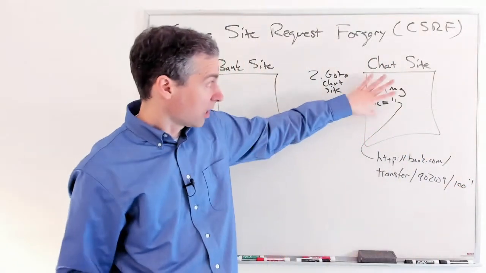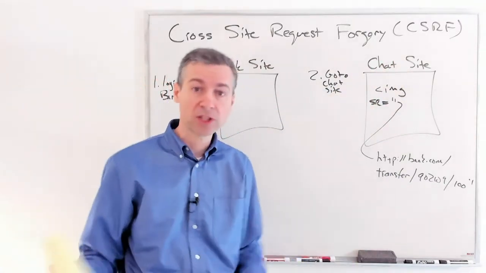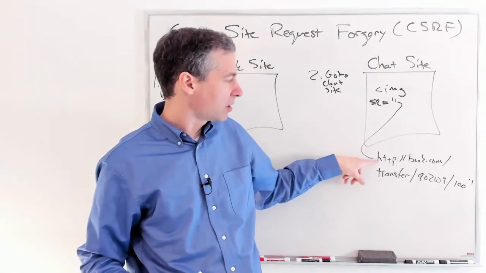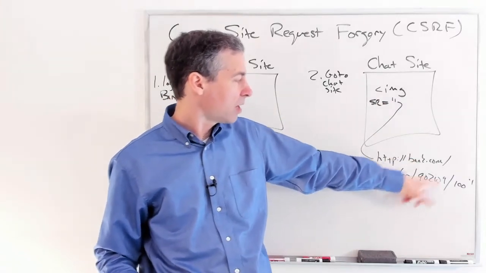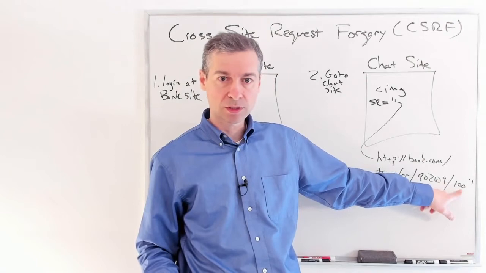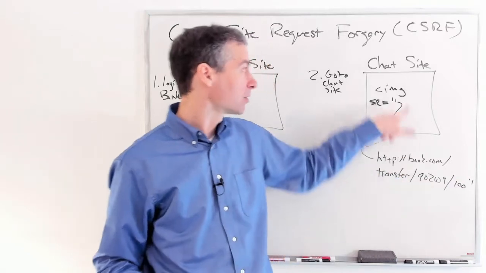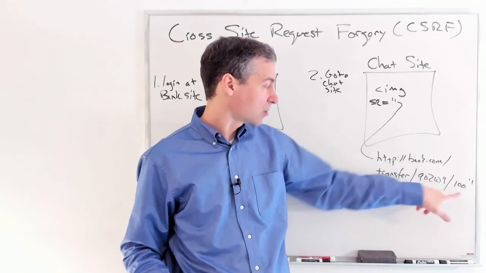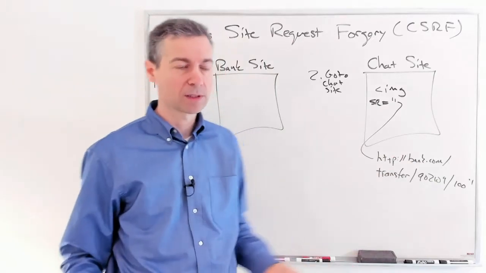So the idea is you're going to have this image tag. When you load this page, your browser says, oh, I have to go fetch all the images on the page. So it says, I need to fetch this image. This image is located at bank.com, this banking site, /transfer/902109/100. So this is a banking account number, and this is how much money to extract out of your account and put into this account number. So the attacker has this bank account. We're going to transfer from your account to their account. All we're doing is issuing a GET request.